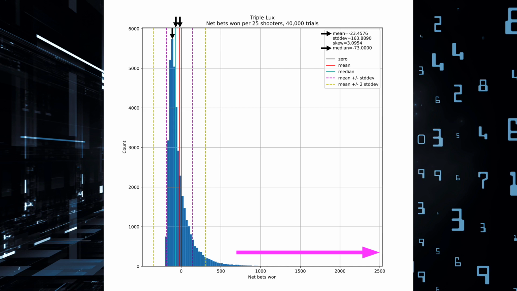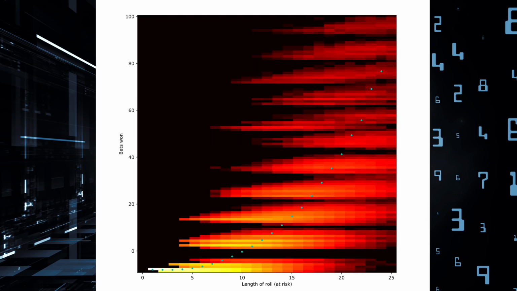Now let's look at the strategy with the heat map. This is the same kind of heat map we saw earlier with the double tap. The horizontal axis shows the length of the roll, including the final 7, and the vertical axis shows the number of bets won. As with the double tap, I'm not showing come-out rolls. I'm only showing rolls where the bets are at risk. The blue-green dots are the average winnings at each roll length. As with double tap, there's a point on the vertical axis that represents 0 bets won. Above that line is a profit, and below it is a loss.